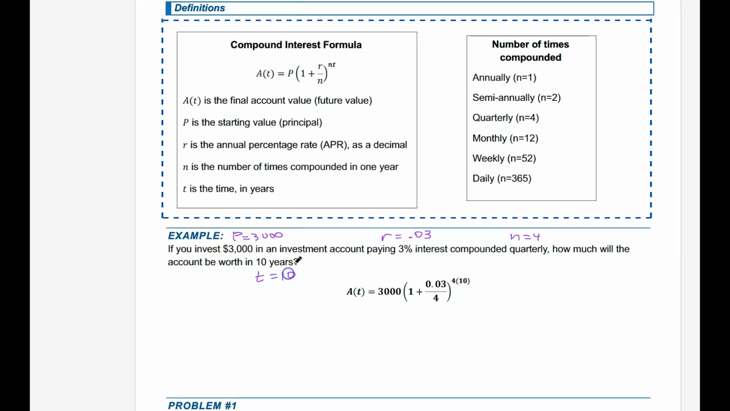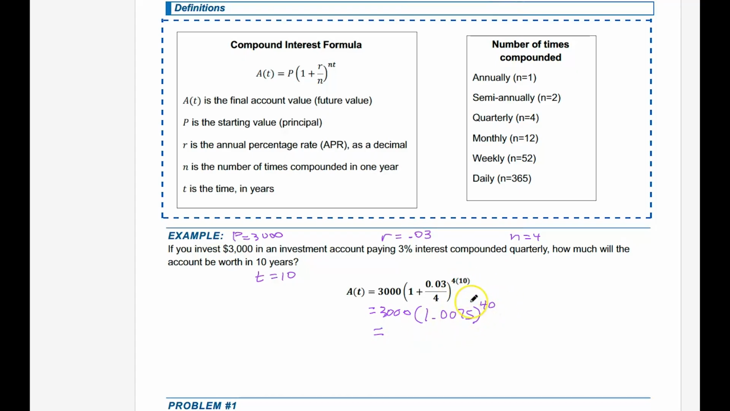And so we're just going to replace all of those numbers with the variables there. So 3,000 in place of P, 0.03 in place of R, 4 in place of N, and notice that 4 shows up in 2 places there, and then 10 goes in place of T. So if we start in our parentheses and we put into our calculator 0.03 divided by 4, and then add 1 to it, we'll get 1.0075. And then the exponent is 4 times 10, or 40.